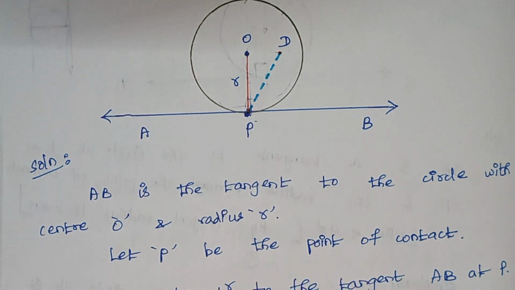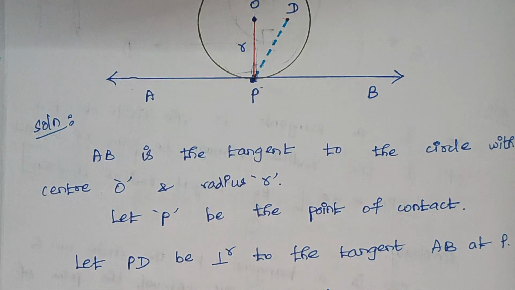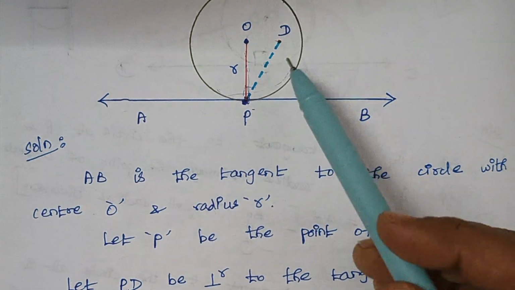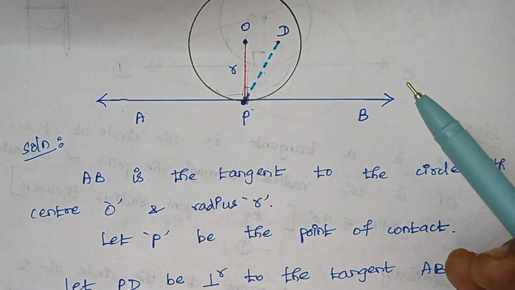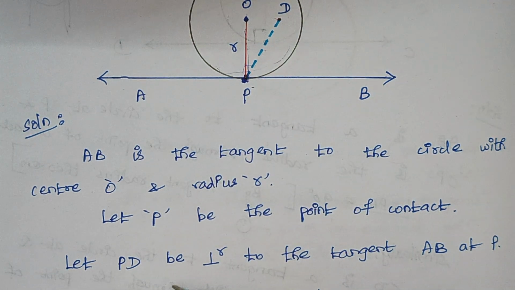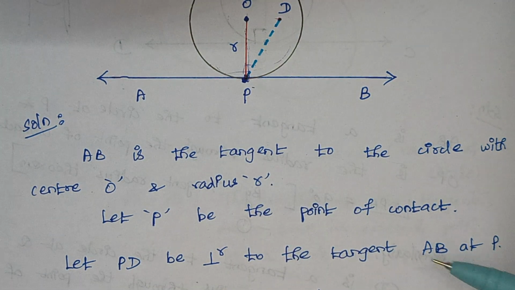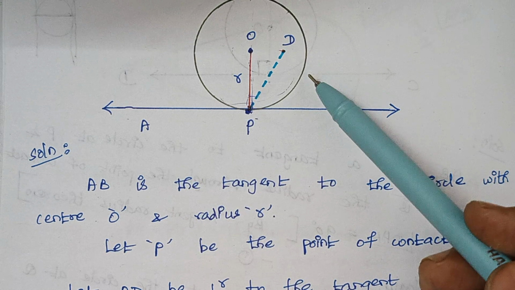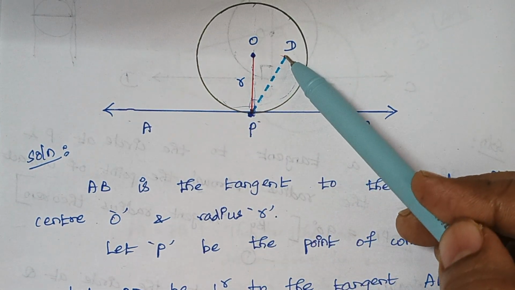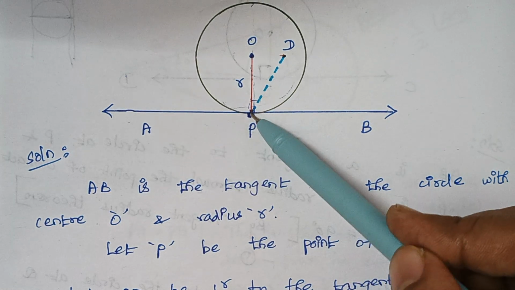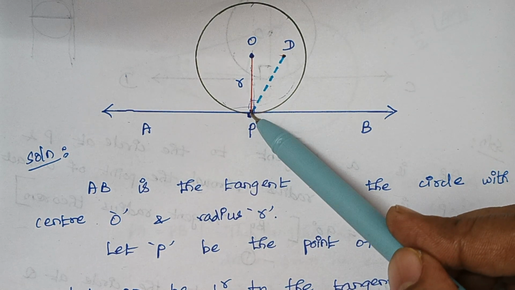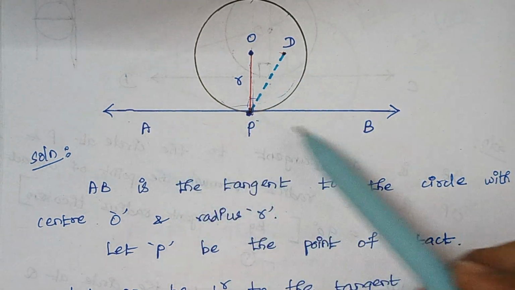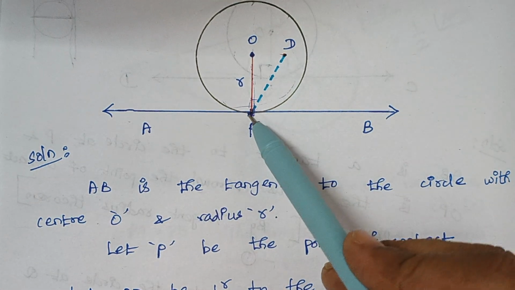Now, in order to prove that, we are considering a point D somewhere around here, and we are connecting this D to the P. Now, let PD be perpendicular to the tangent AB at point P. We are considering it by ourselves because we have to prove, right? So we are taking a point D, and we are connecting this D to the point P. And finally, here we are making a proof. We are just simply telling this PD is perpendicular to the tangent AB again at the point P, right?